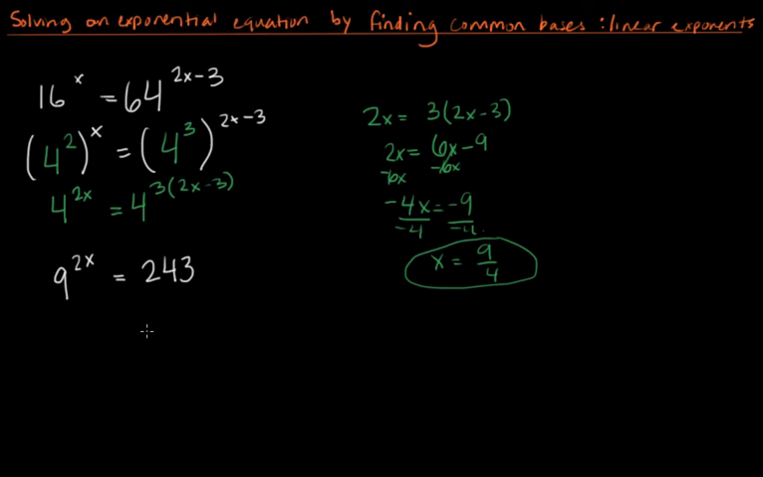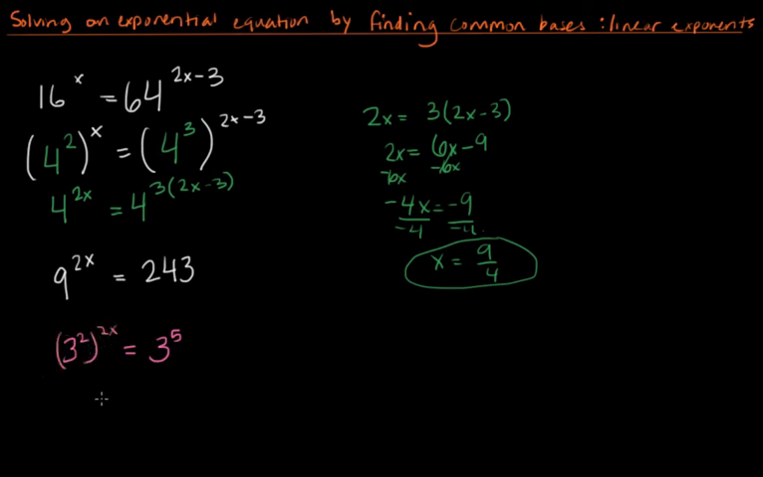Let's take a look at one more example. So here I want to try to get them to have the same base, and I remember that 243 is a power of 3, and so is 9. So 243 is 3 to the 5th power, and 9 is 3 squared. So we have 3 squared to the 2x power.